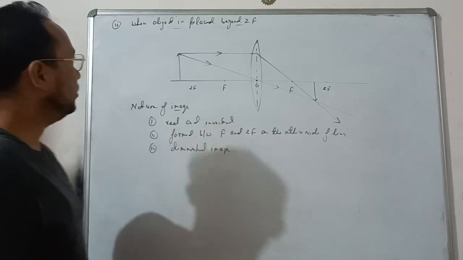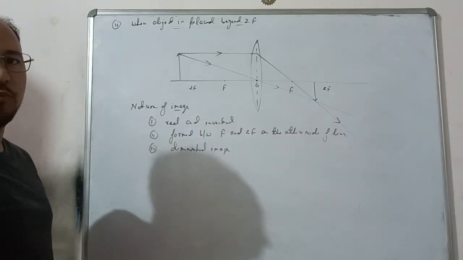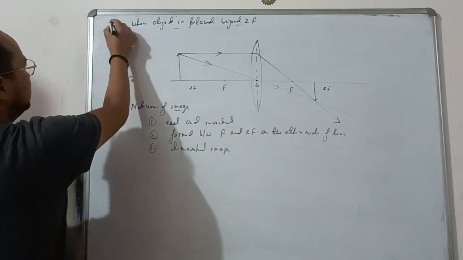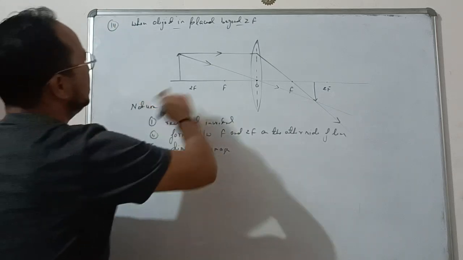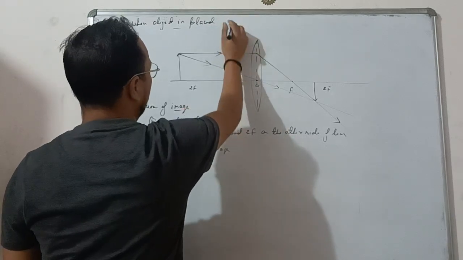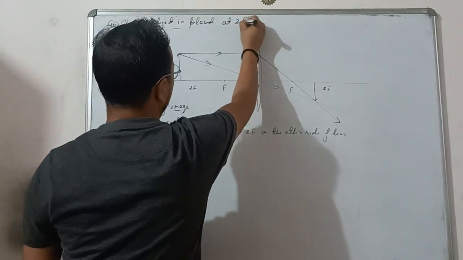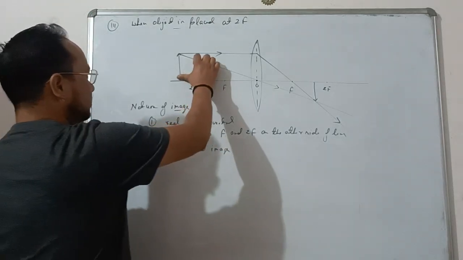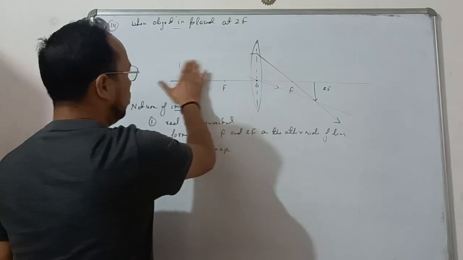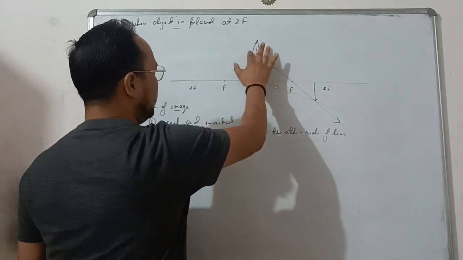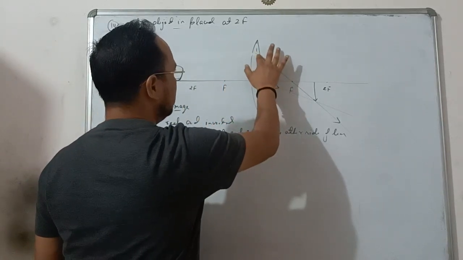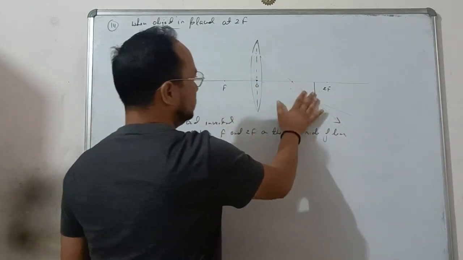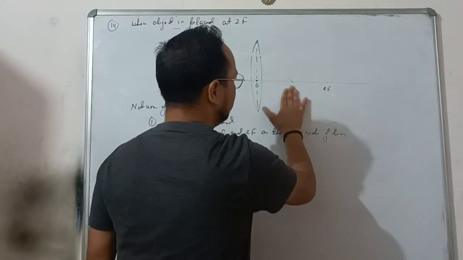Now the third one is, I hope you will also note this and make proper notes of it. The third one is when the object is placed at 2f. For that, we will make the ray diagram again. We will place the object exactly at 2f, and then we will discuss its ray diagram and the nature of the image.